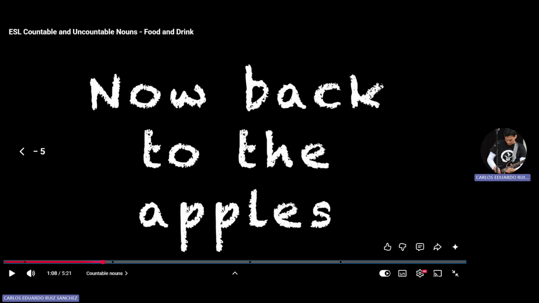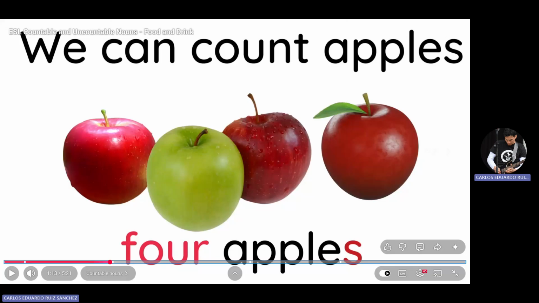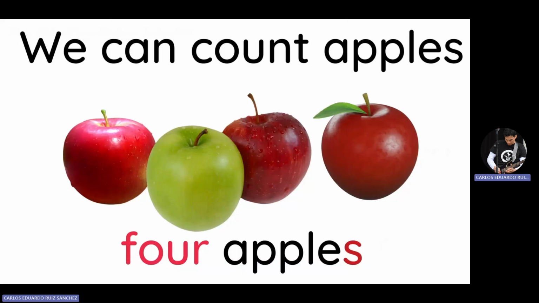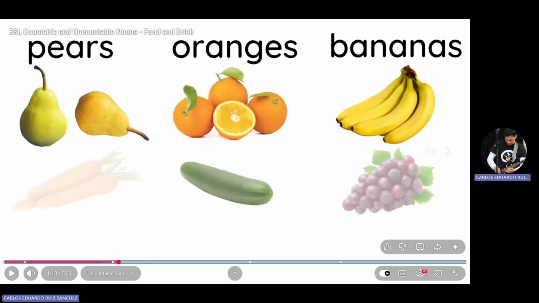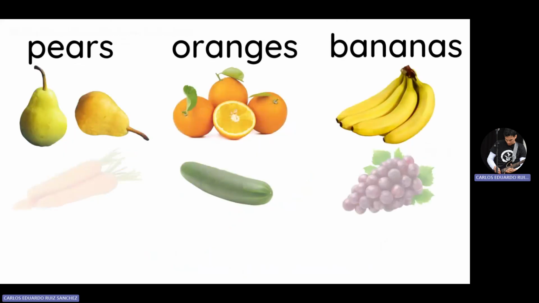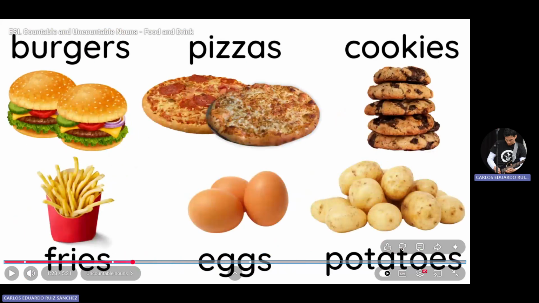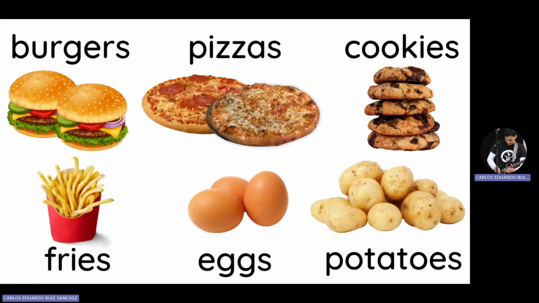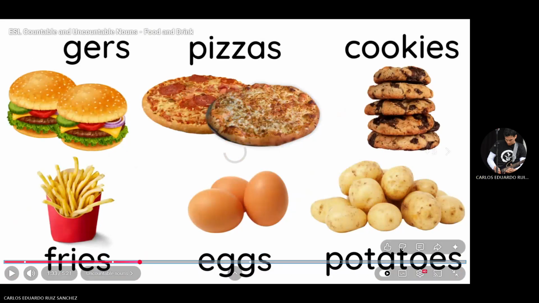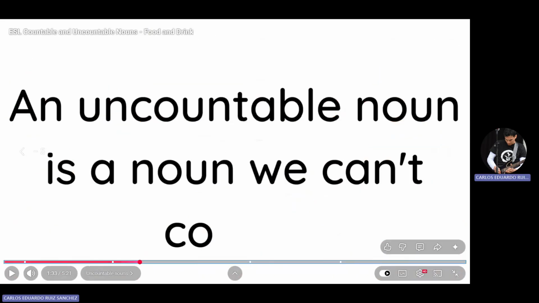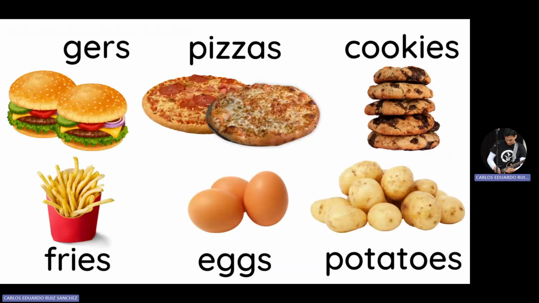She said that we can count some elements as apples. Let's watch the clue, or what all the next vocabulary have in common. Apples, pears, oranges, bananas, carrots, cucumbers, grapes, burgers, pizzas, cookies, fries, eggs, potatoes. What did those elements have in common? ¿Qué tenían en común todos esos elementos?